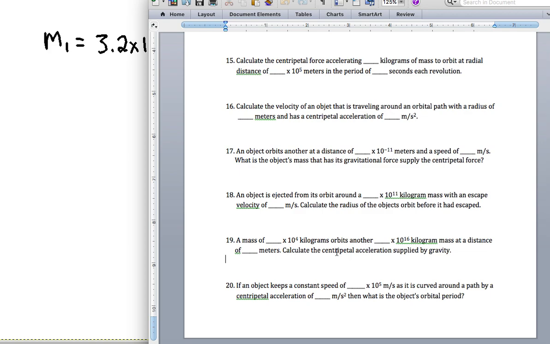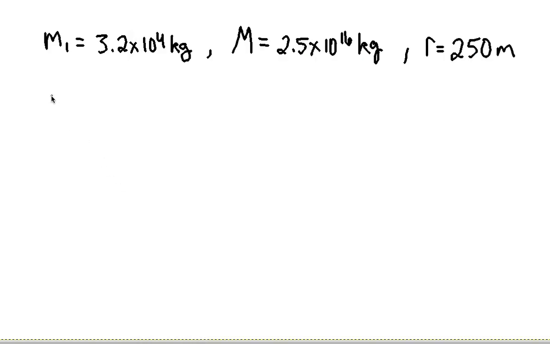Calculate the centripetal acceleration supplied by gravity. All right, so a little jump that you have to make here. You know that acceleration is what you're looking for. But you should also know that you can never have acceleration without a force. So it must be the centripetal force. And in this case, gravity is supplying that centripetal force.